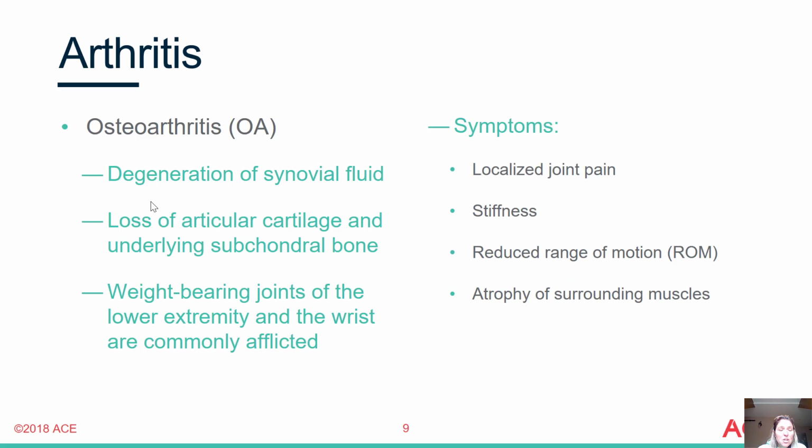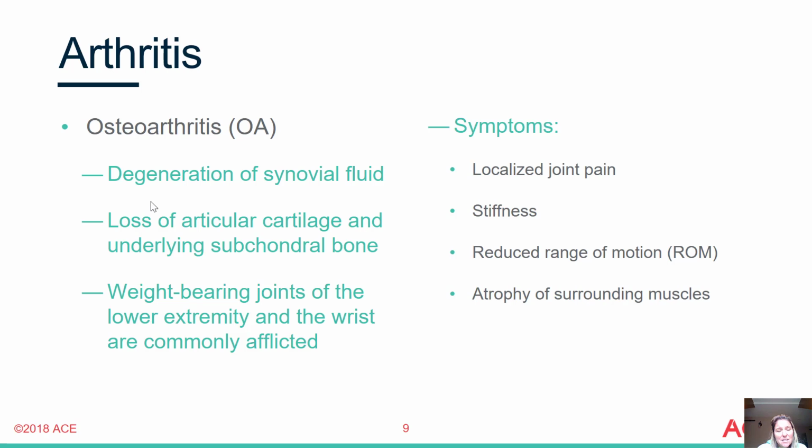The next population are those with arthritis. So osteoarthritis is pretty common. That accounts for about 85% of all arthritic cases. Okay, so for people who have arthritis, there's rheumatoid arthritis and osteoarthritis. Osteoarthritis is the more popular type of arthritis.